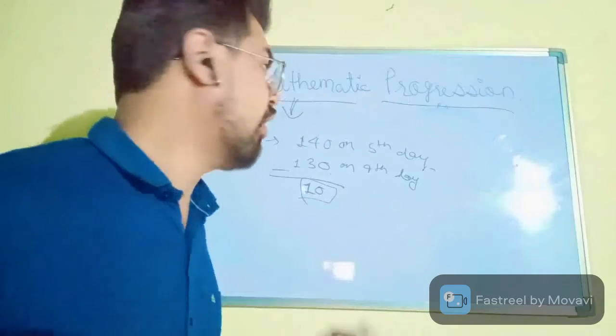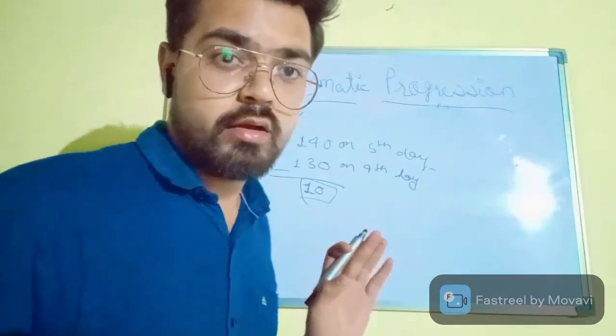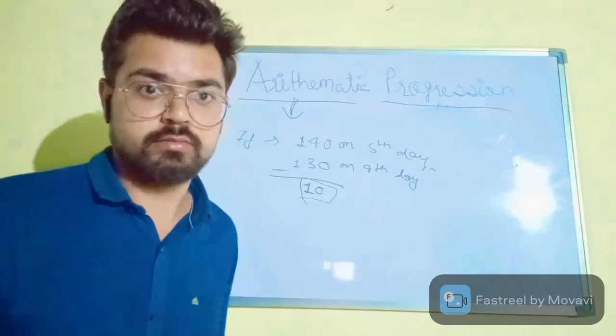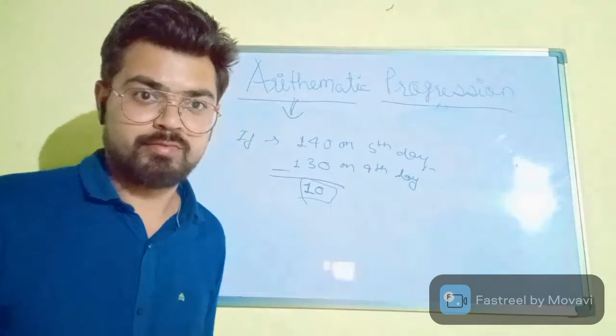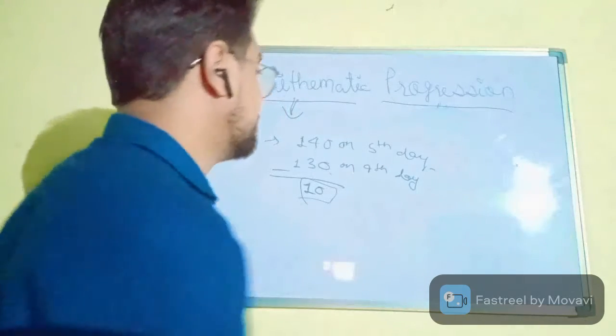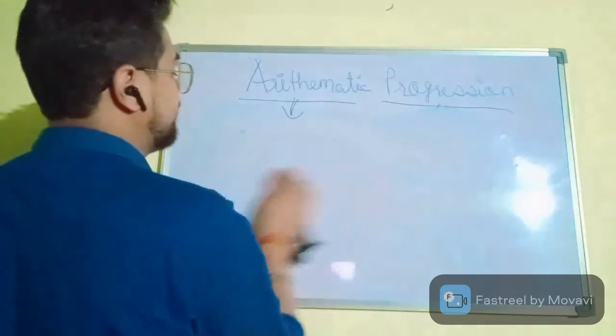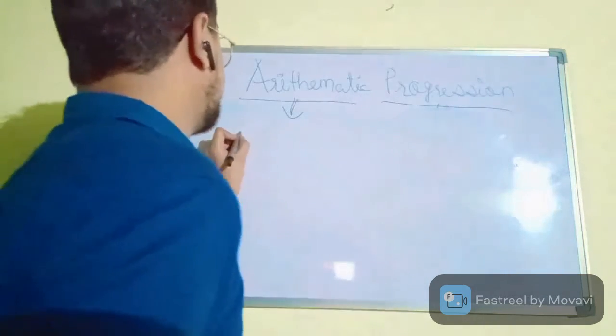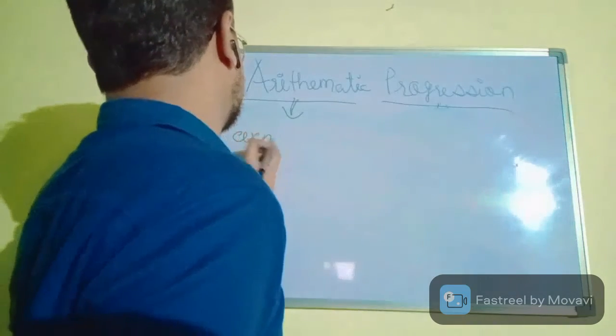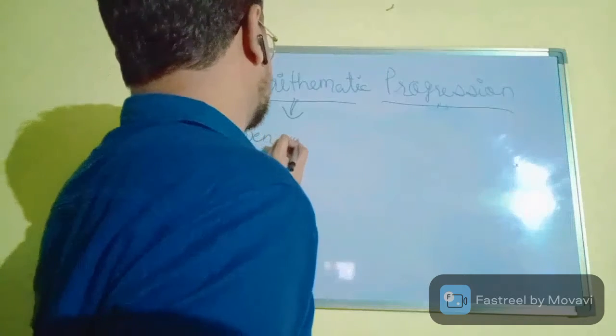So this is only the definition of arithmetic progression. Very easy now. So now let me tell you some examples. Like, have you seen even numbers? Even numbers.